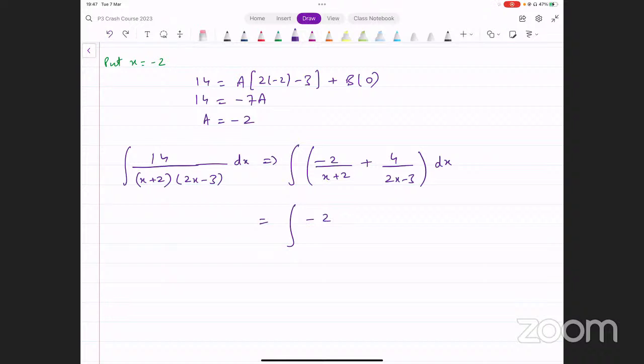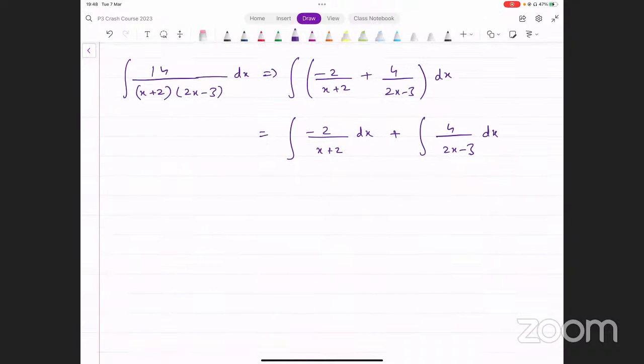One fraction is minus 2 over x plus 2. Integrate this separately. And the other fraction is 4 over 2x minus 3. Integrate this separately. Now, how do you integrate these two fractions? You use one of those two rules that you've done before. Minus 2 over x plus 2: is this the log form or the tan inverse form? Well, it's not the tan inverse form because we don't have a square in the denominator. We don't have x square.